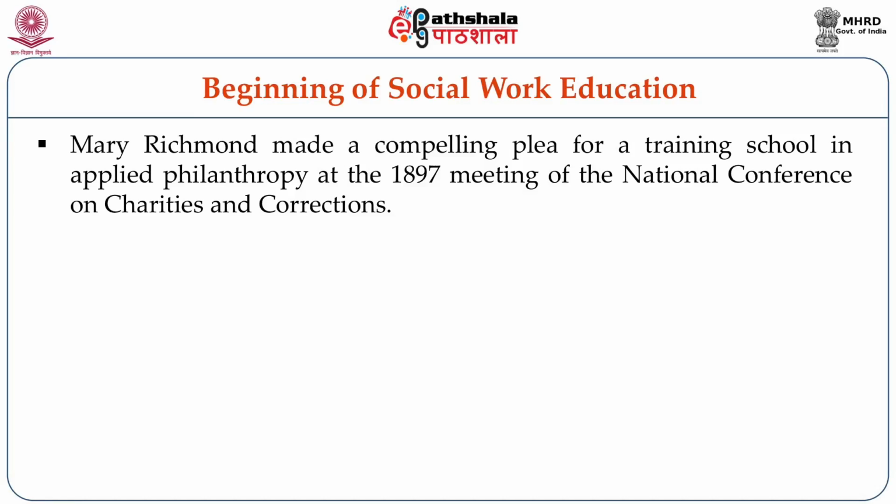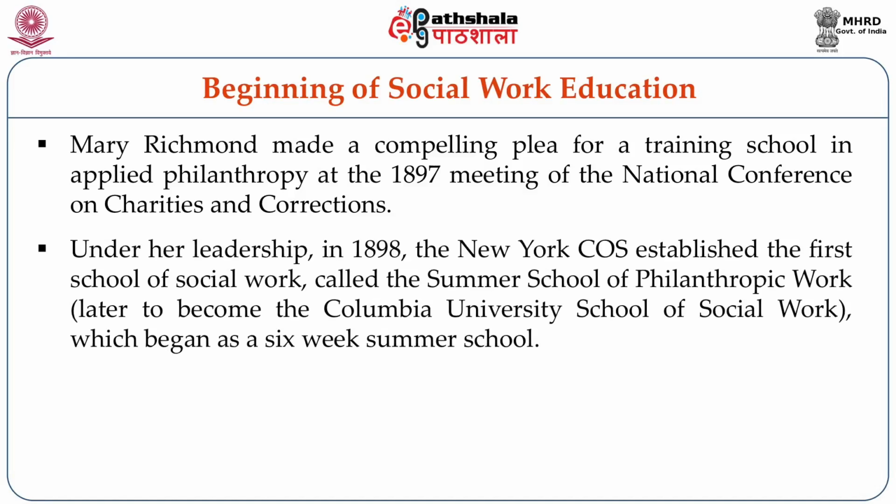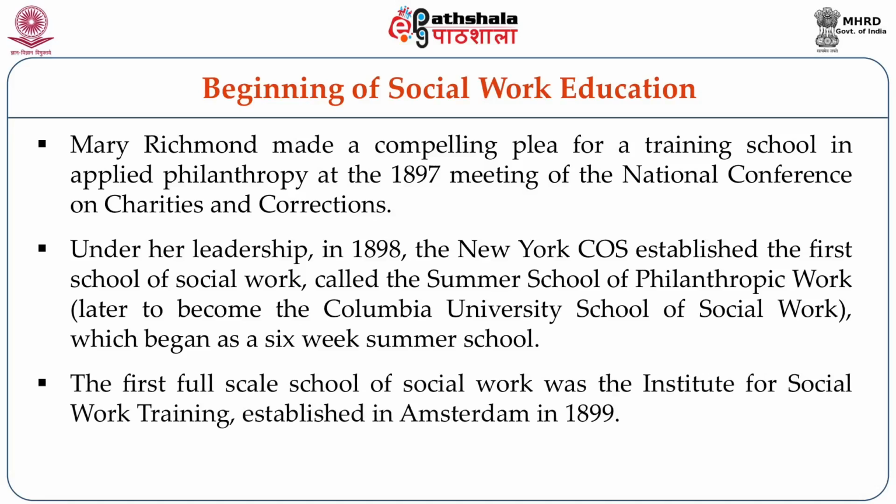Mary Richmond at one of the conference meetings made a compelling plea for a training school in applied philanthropy at the 1897 meeting of the National Conference of Charities and Corrections. Under her leadership, the New York COS established the first school of social work called the Summer School of Philanthropic Work, later to become the Columbia University School of Social Work, which began as a 6-week summer school. The first full-scale school of social work, however, was established in Amsterdam in 1899.